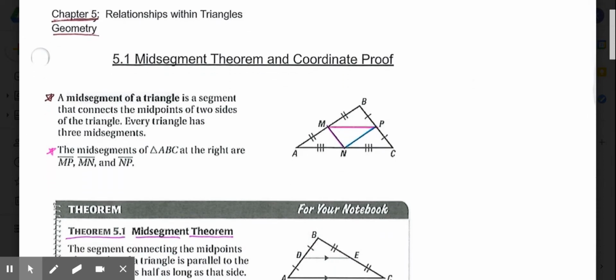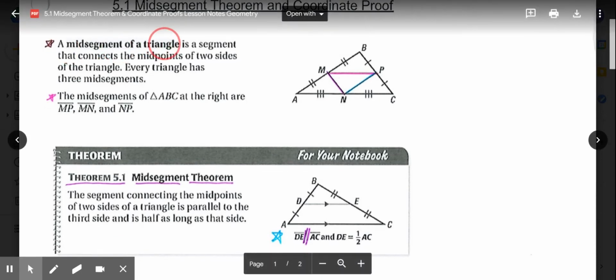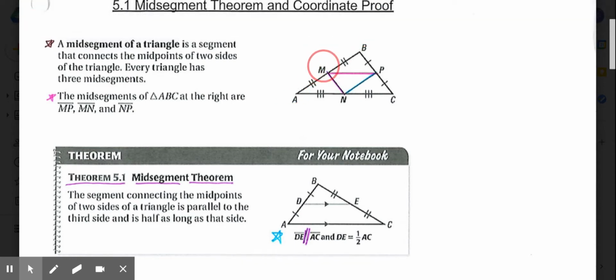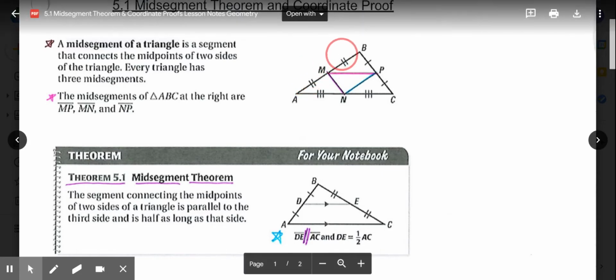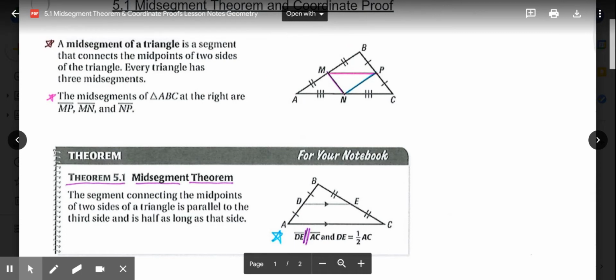We're going to begin with the idea of a midsegment. A midsegment of a triangle is a segment that connects the midpoints of two sides of the triangle. Every triangle has three midsegments. So if we are looking at side AB on this triangle, M is the midpoint, meaning the distance from A to M is equal or congruent to the distance from B to M. So M is exactly midway between A and B.